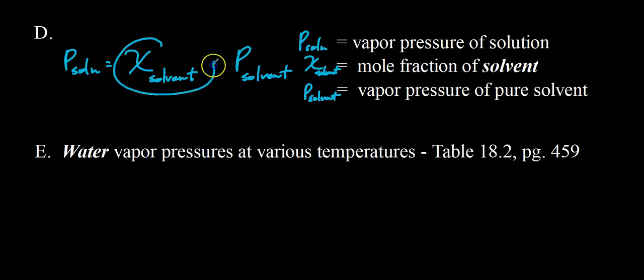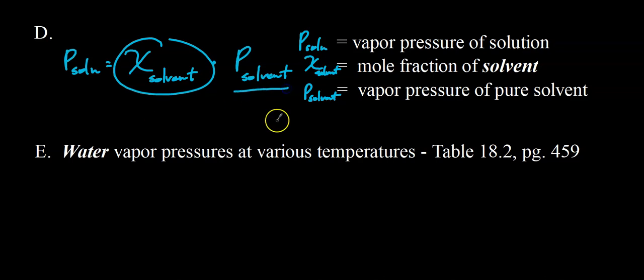Now let's think about this. What does mole fraction look like? If you have a mixture, what is the mole fraction of one of the components of that mixture? Well, the sum of the mole fractions in a mixture adds up to 1. So the mole fraction of any one substance is going to be less than 1. So this is point something: 0.9, 0.8, 0.5, whatever the case may be.